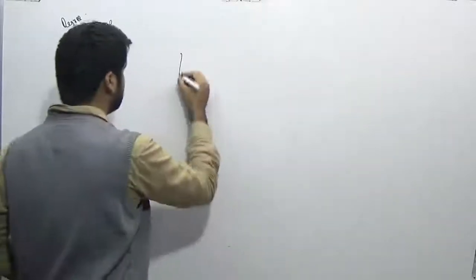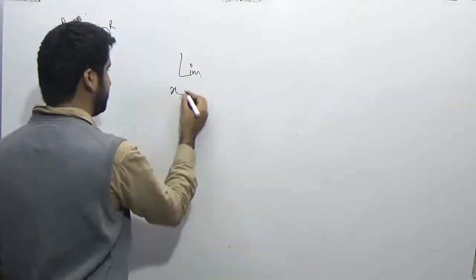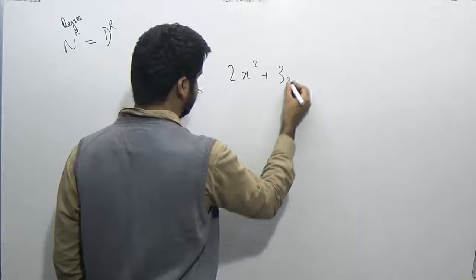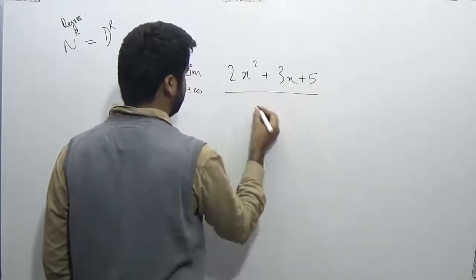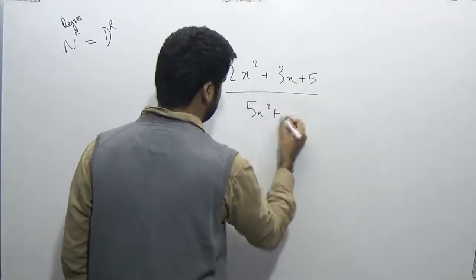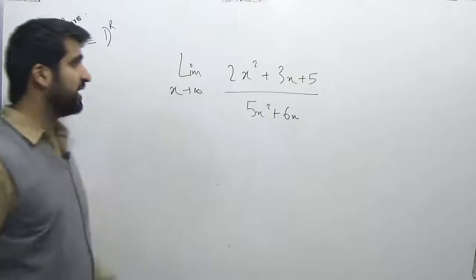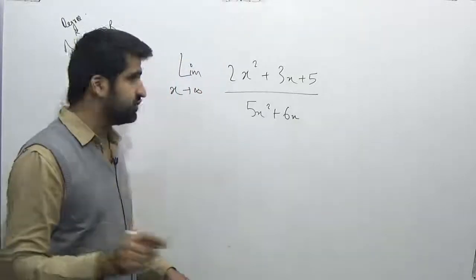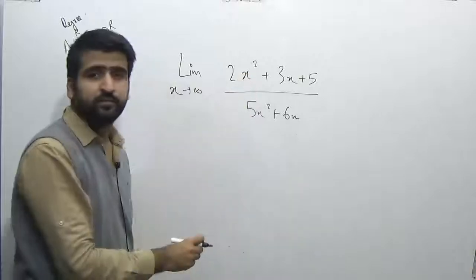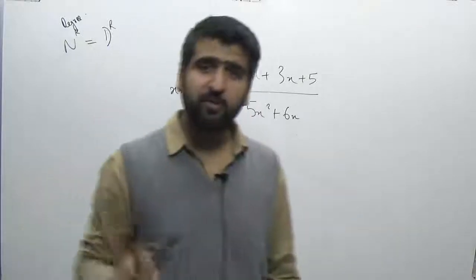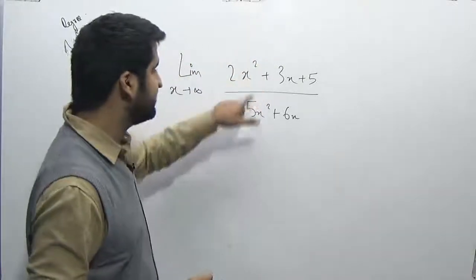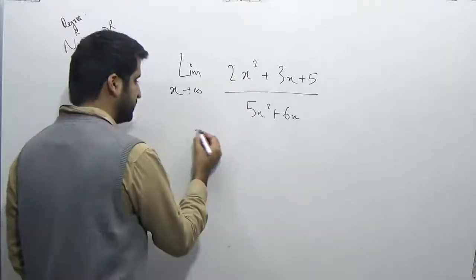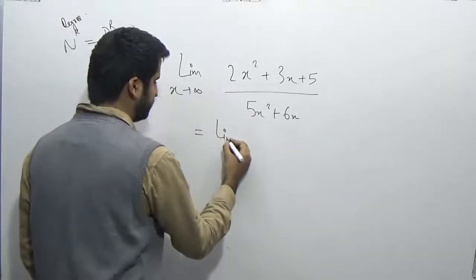See this one. Limit x tends to infinity, 2x square plus 3x plus 5 divided by 5x square plus 6x. So you have to calculate the limit of this rational expression as x tends to infinity. Now what did I teach you? That you have to divide numerator and denominator by the highest power of x. The highest power of x in numerator and denominator is x square. So I have to divide numerator and denominator by x square.